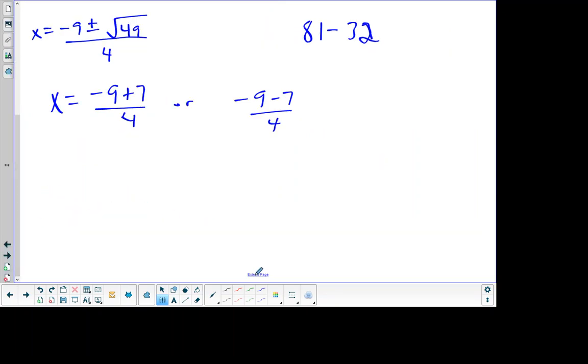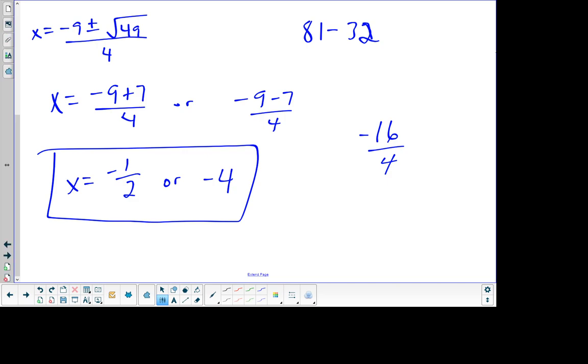And then just simplify those. What's negative 9 plus 7? Negative 2. And what's negative 2 over 4? Negative 0.5, or negative 1/2. And then for the other one, what's negative 9 minus 7? Negative 16. So negative 16 over 4 is? Negative 4. And those are your solutions.